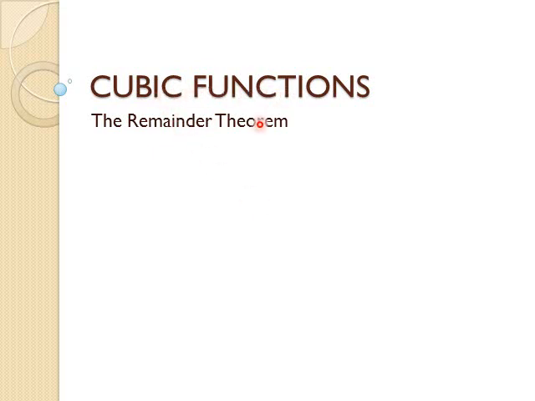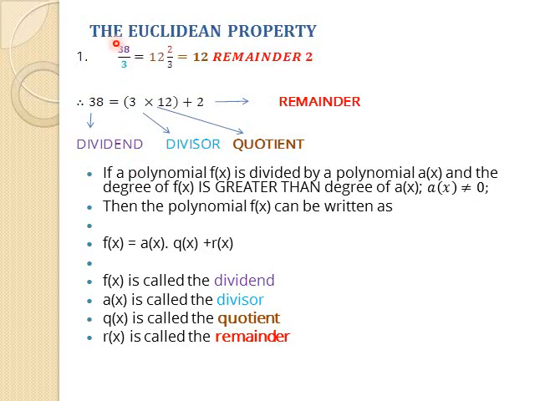I'm Mr. Simons. In this lesson I'm looking at the remainder theorem on cube functions. So, first, the Euclidean property. If I have a fraction 38 divided by 3, we should know 3 goes into 38 12 times. 12 times 3 gives me 36. 38 minus 36 gives me 2 over 3. So my answer there is 12 remainder 2.